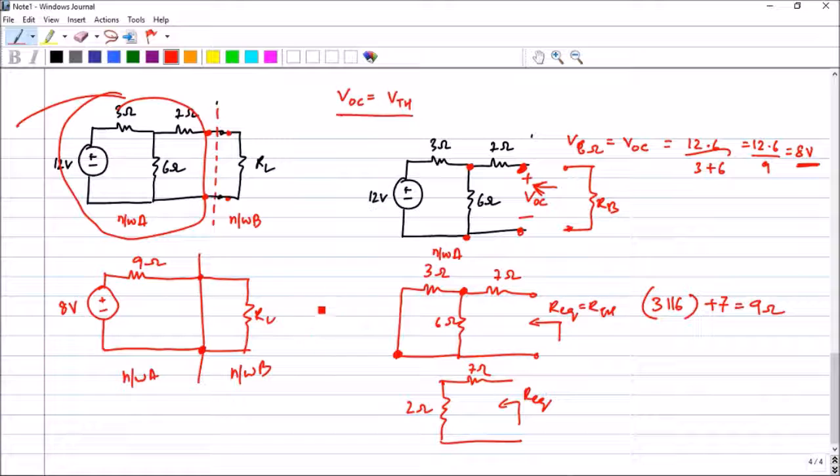Now in case you want to find the voltage across the load resistance, what you have to do, it is a simple voltage divider. So it will be 8 into RL divided by 8 plus 9 plus RL by total resistance, right? Voltage into the resistance divided by total resistance. Alright, so in that case, if you want to find the power across RL, it will be nothing but VL square divided by RL, right?